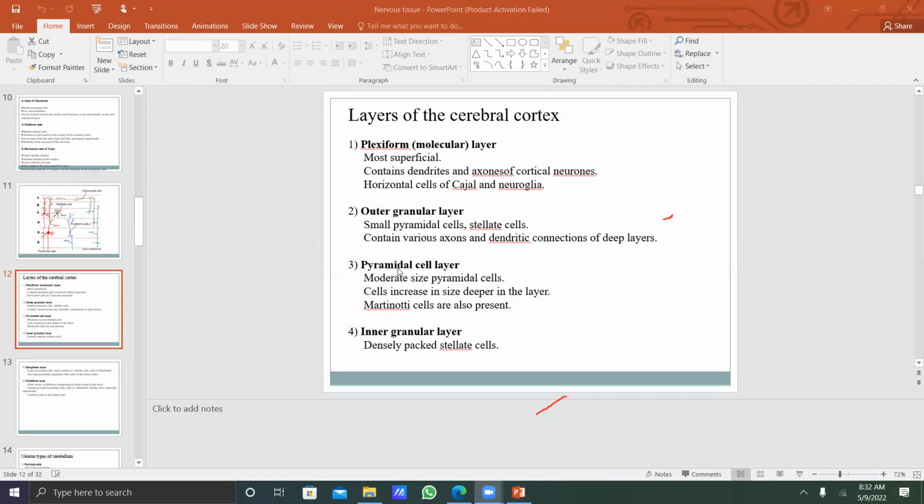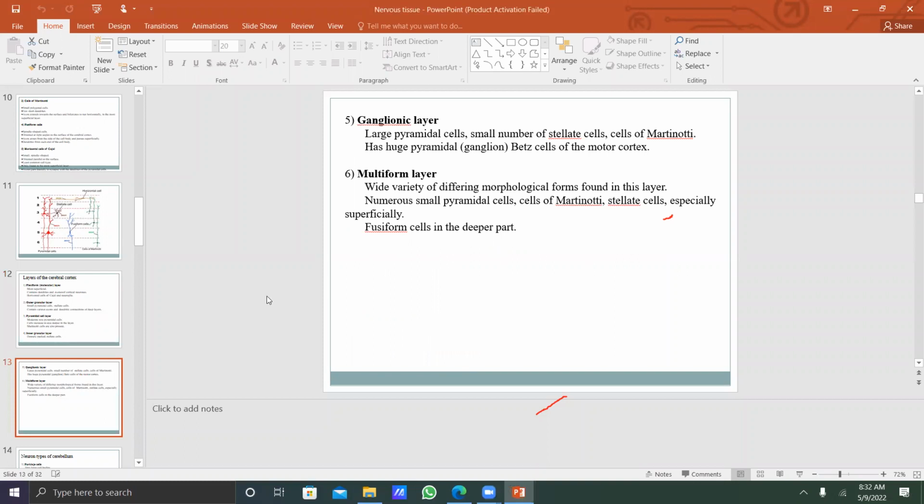And when the pyramidal cell layer goes deeper and deeper, the size of the pyramidal cells gets large and dense. Also, there are Martinotti cells. The fourth layer is the inner granular layer. This has densely packed stellate cells. The fifth layer is the ganglionic layer. This ganglionic cell layer has large pyramidal cells.